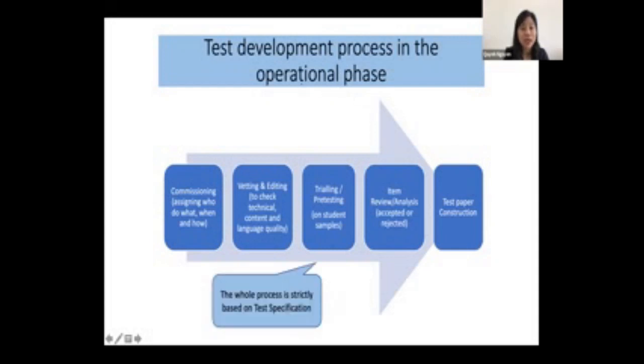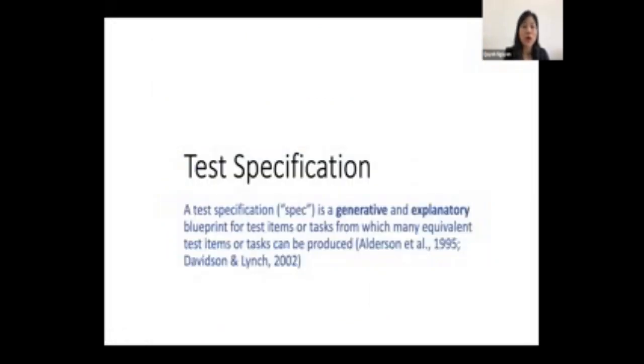What does it mean? It means all this can be done based on your test specification. And now I'd like to talk more about, so what is a test specification? It is normally called also a spec or test spec. It is a generative and explanatory blueprint for test items or tasks from which many equivalent test items or tasks can be produced. This is the definition by Davidson and Lynch in 2002.